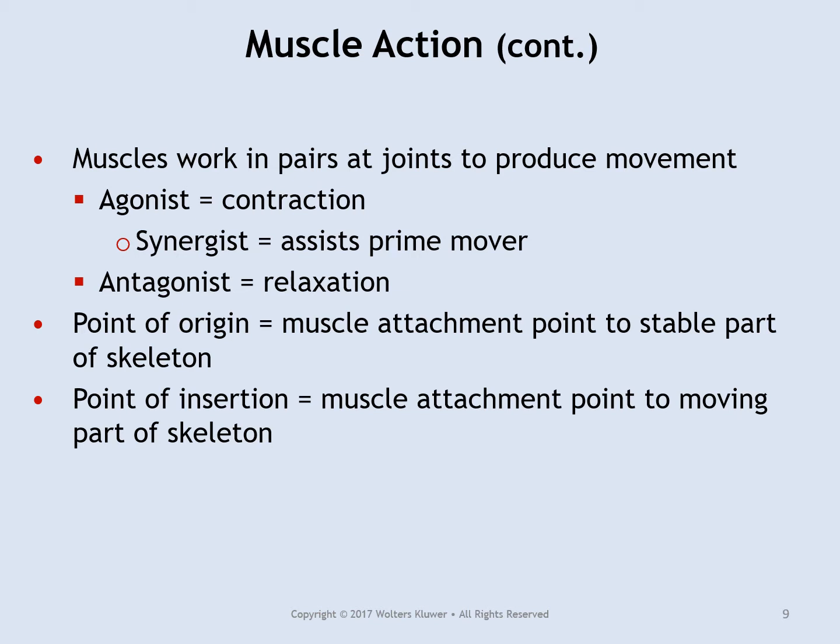The point of origin is where the muscle attaches, and it's a point that is stable on the skeleton. And the insertion is the muscle attachment point in the moving part of the skeleton. So the stable part is the point of origin, and the moving part is the point of insertion.